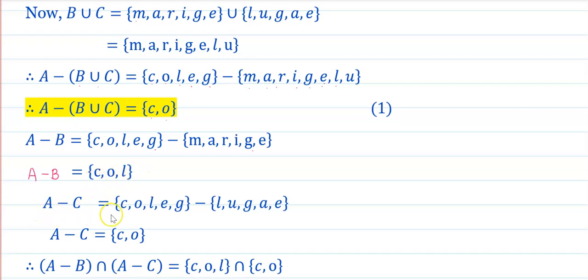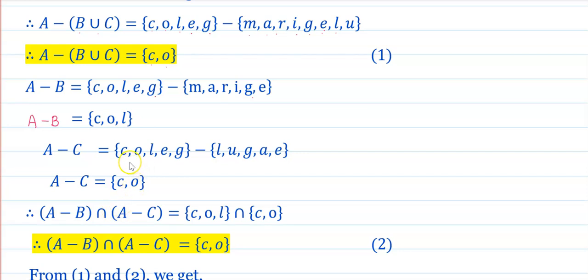Next, A - C. Write the set A {C, O, L, E, G} and C {L, U, G, A, E}. C is not common, O is not common. L, E, G are the common ones. And therefore A - C = {C, O}.